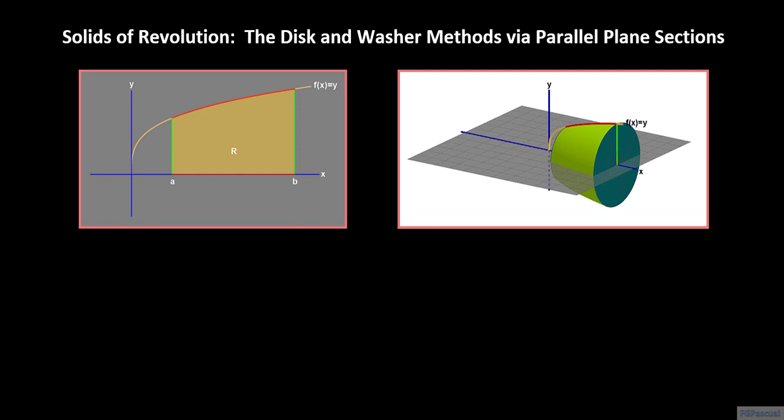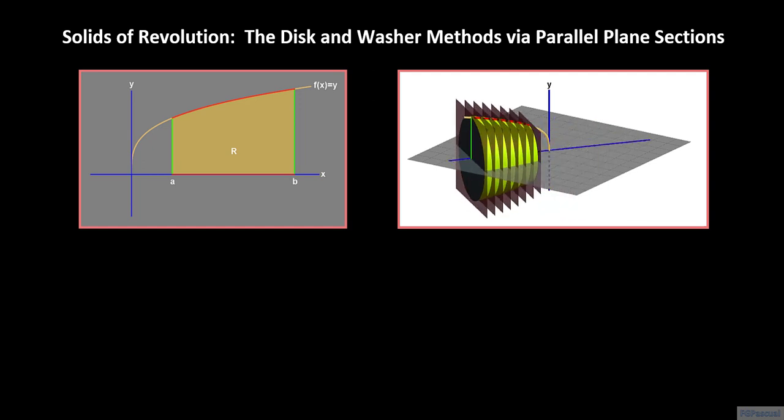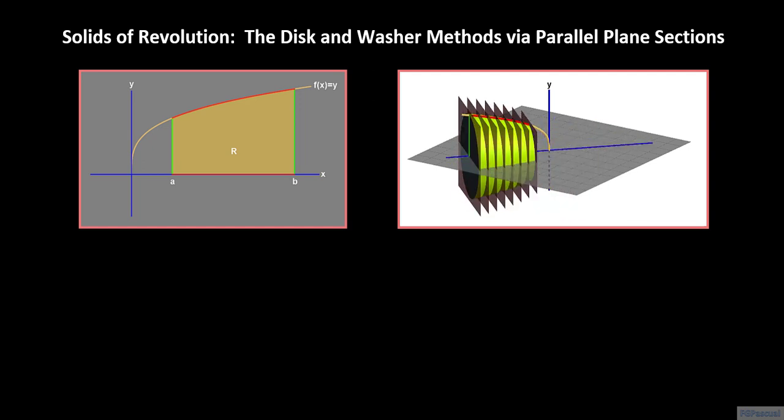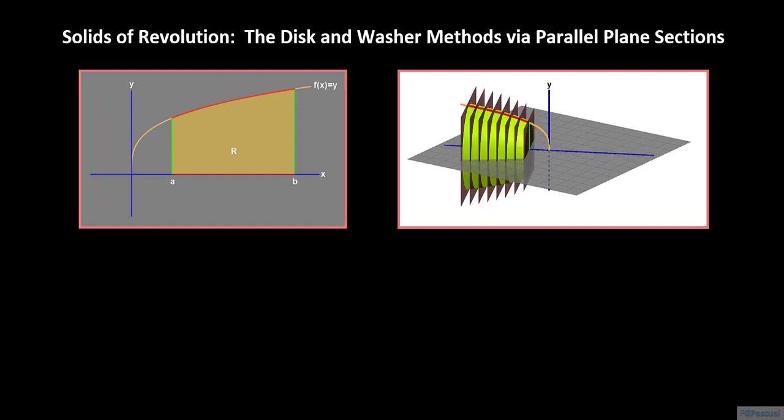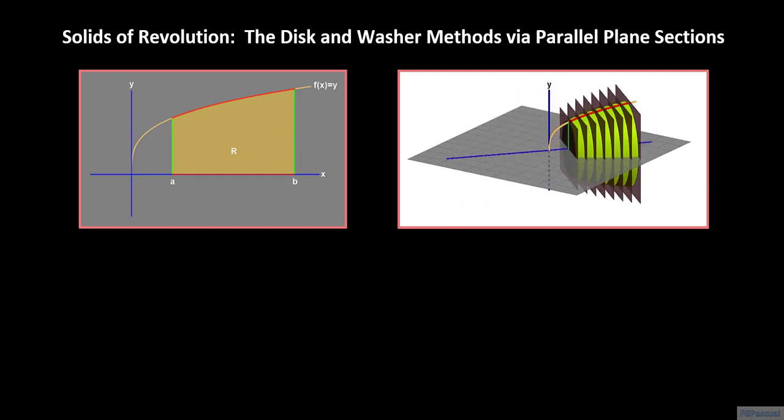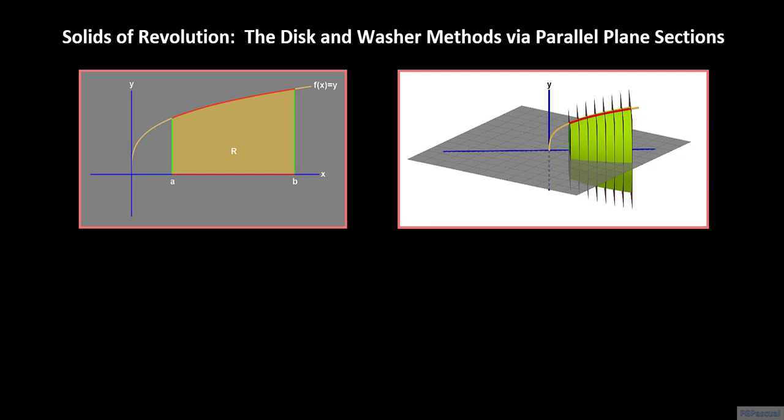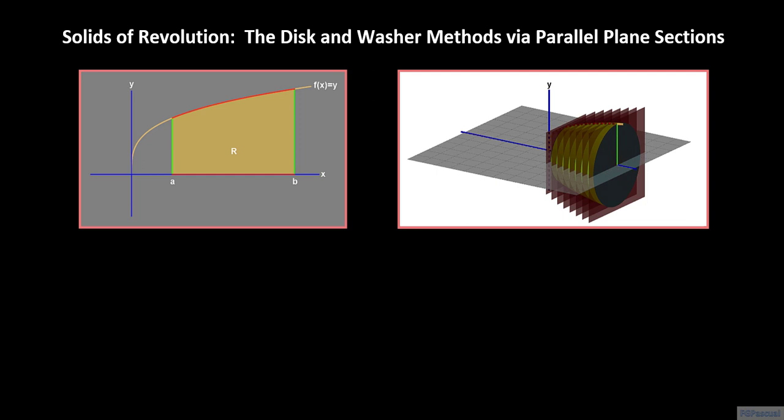As the name suggests, in this method we use parallel planes to slice up or partition the solid into segments or sections. In the method of parallel plane sections, we can choose any orientation for the slicing planes as long as they are mutually parallel. For the disk method and a solid of revolution obtained by rotation of a region around the x-axis, the parallel planes should all be perpendicular to the x-axis. Getting the parallel plane sections is exactly like slicing a loaf of bread.